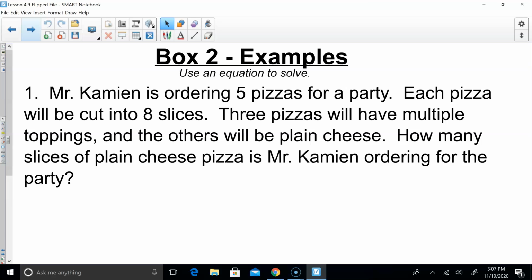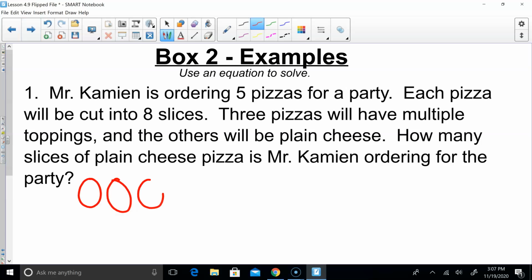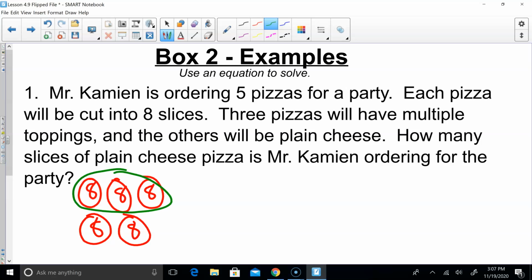Miss Kami is ordering 5 pizzas for a party. So with that, I like to draw it. I'm a visual learner. So I got 5 pizzas for the party. Each pizza will be cut into 8 slices. So there'll be 8 here, 8 here, 8 here, 8, and 8. 3 pizzas will have multiple toppings. So circle these 3. They have MT for multiple toppings. And the other pizzas will have plain cheese on them. Look at that, cheese. So how many slices of plain cheese pizza is Miss Kami ordering for the party? Well, look at that. It looks like I almost have all my work done for me.